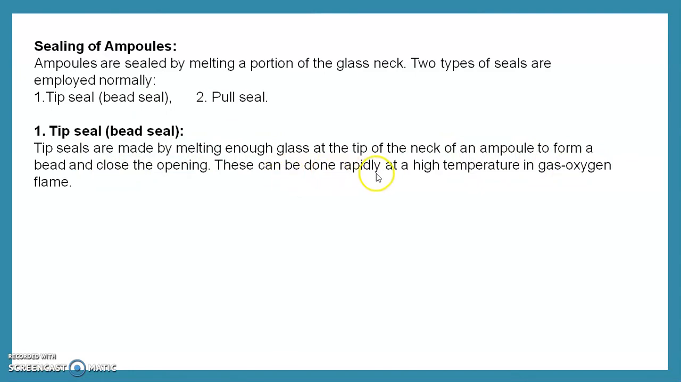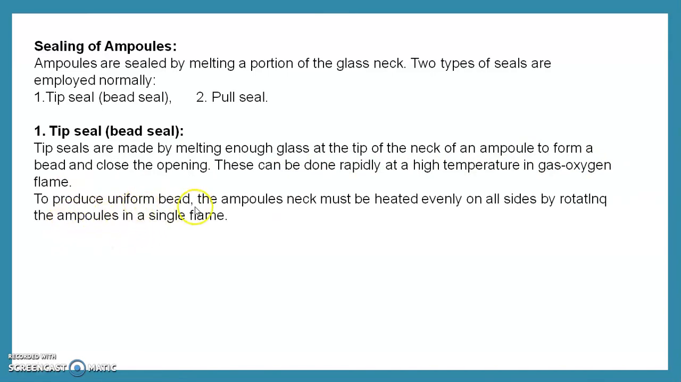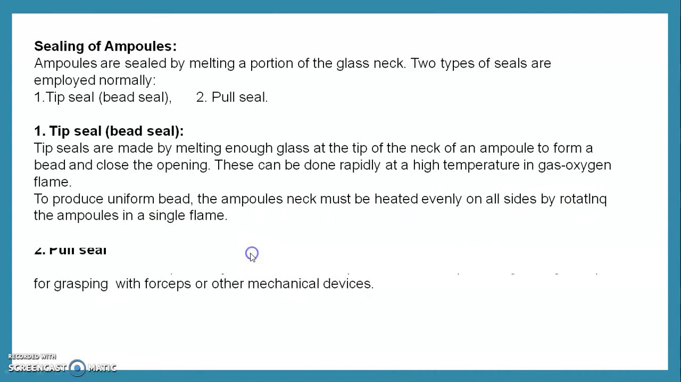These can be done rapidly at high temperature in a gas oxygen flame. To produce a uniform bead, the ampoule's neck must be heated evenly on all sides by rotating the ampoule in a single flame.